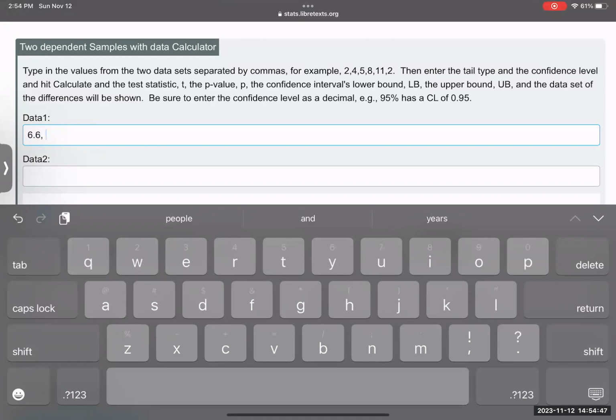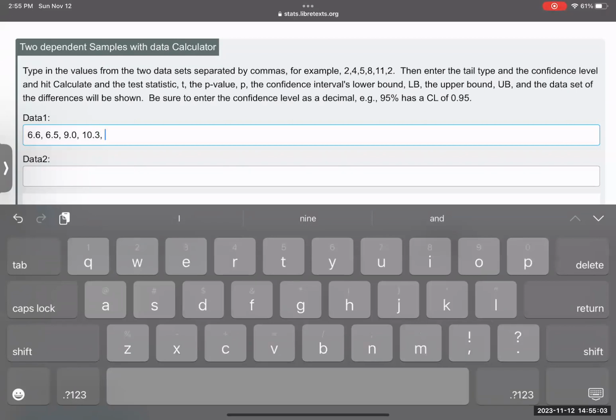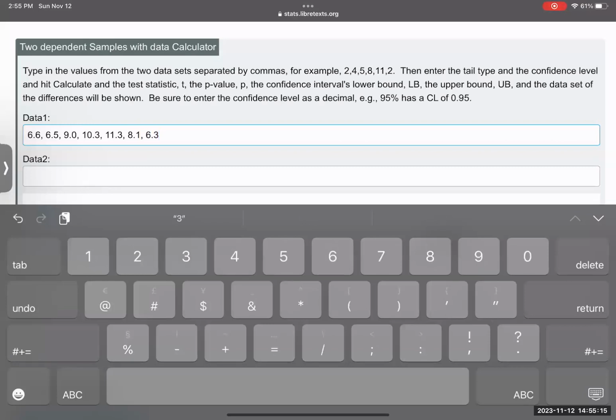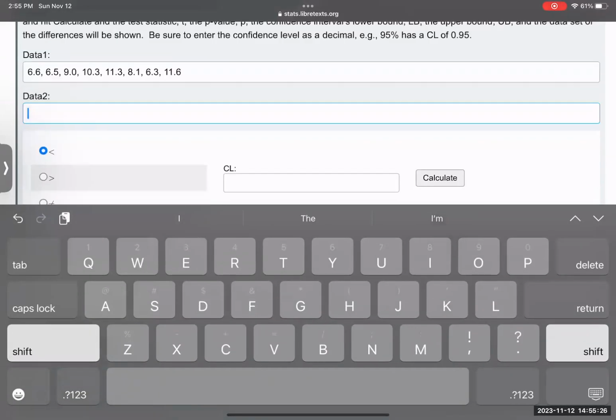When we enter these, we have to be very careful that we don't make any mistakes. We want the data values with a comma in between: 6.6, comma, 6.5, comma, I'm gonna have to keep clicking this, that's okay. I'm gonna be very careful. Hopefully I don't make any mistakes here. 9.0, 10.3. And again, the order does matter because we're gonna have to line up our second row of data in this exact same order. So I've got all of my first row in, hopefully. Let me just double check real quick. 6.6, 6.5, 9.0, 10.3, 11.3, 8.1, 6.3, 11.6.